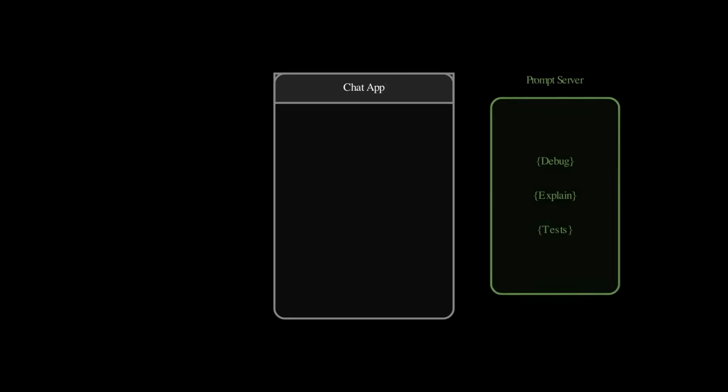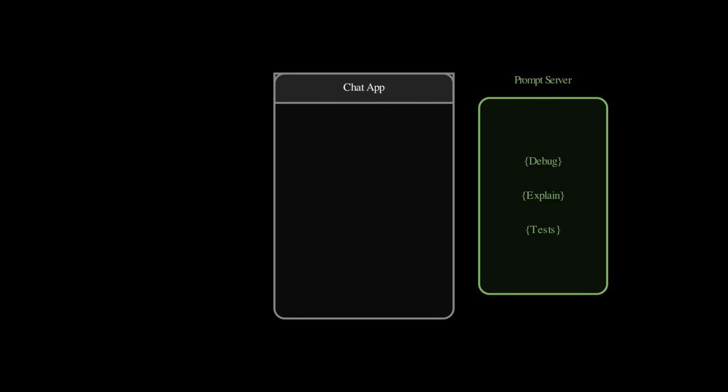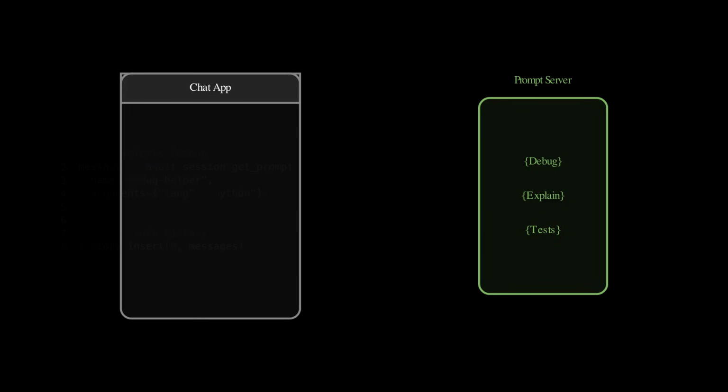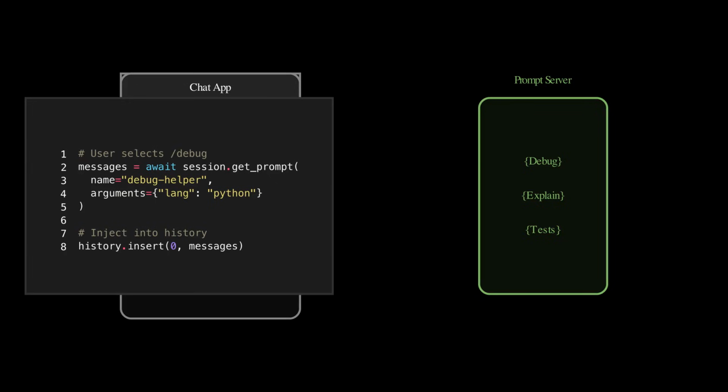Finally, we have prompts. Think of these as expert templates that live on the server. Unlike tools, which the LLM requests, prompts are controlled by the user. Step 1, the menu. We call list_prompts to populate a UI. Imagine a /command menu in your chat app. Each item has a name, description, and required arguments. Step 2, the retrieval. When the user selects a prompt, say, debug helper, and provides the language, we call get_prompt.